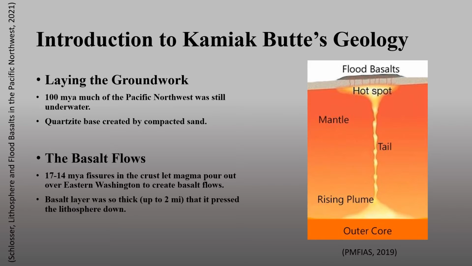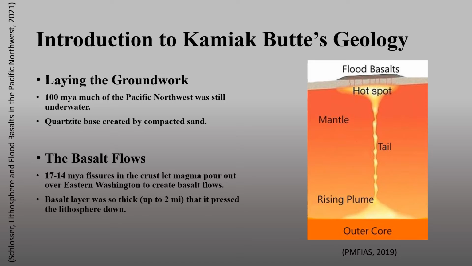When we flash forward to around 14 to 17 million years ago, a hotspot drifting east through Washington began to cause fissures in the Earth's crust that poured out lots of magma. These flows of lava eventually spread through much of the western U.S., throughout Oregon, Idaho, and Washington. The lava eventually cooled and became basalt bedrock.